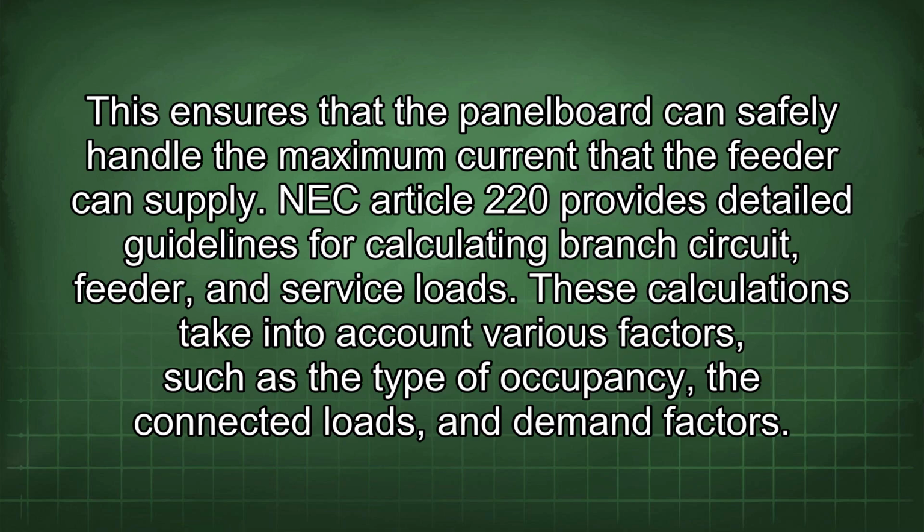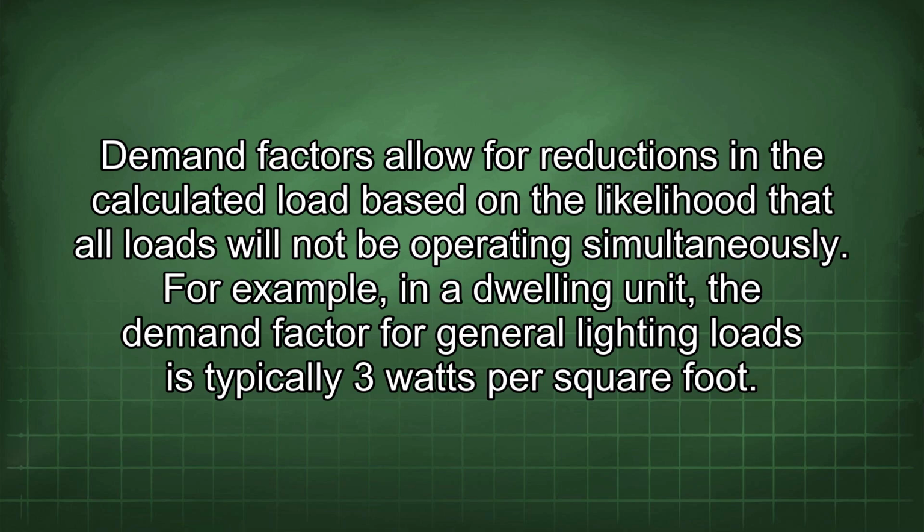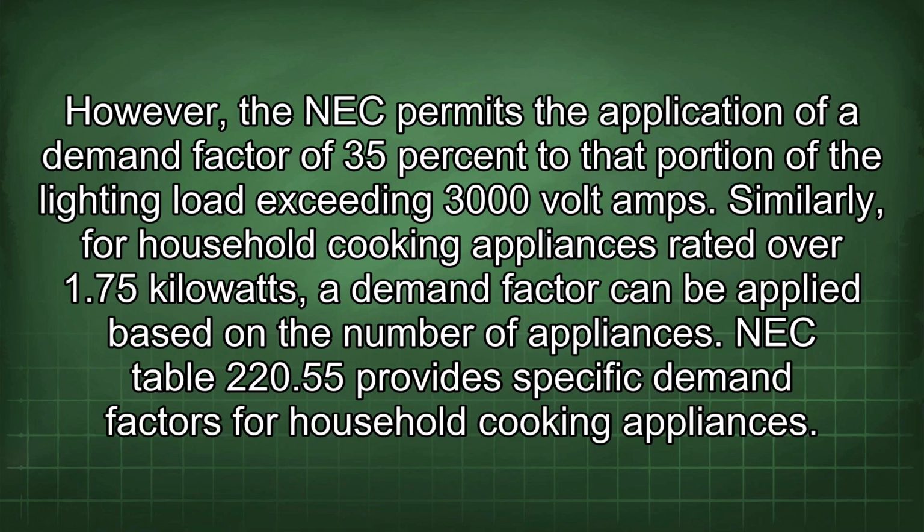NEC Article 220 provides detailed guidelines for calculating branch circuit, feeder, and service loads. These calculations take into account various factors such as the type of occupancy, the connected loads, and demand factors. Demand factors allow for reductions in the calculated load based on the likelihood that all loads will not be operating simultaneously. For example, in a dwelling unit, the demand factor for general lighting loads is typically 3 watts per square foot. However, the NEC permits the application of a demand factor of 35% to that portion of the lighting load exceeding 3000 volt amps. Similarly, for household cooking appliances rated over 1.75 kilowatts, a demand factor can be applied based on the number of appliances.